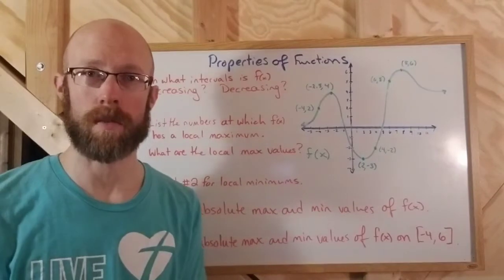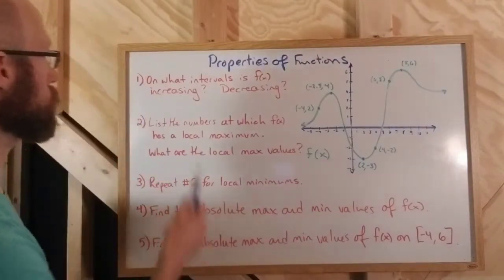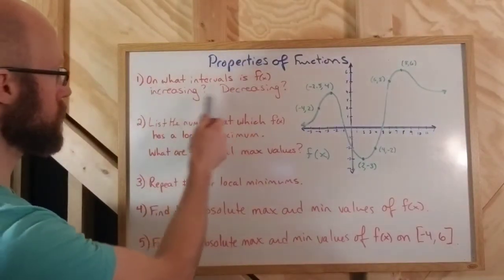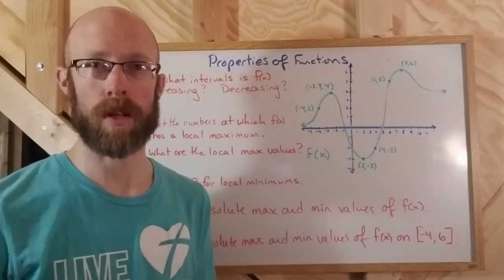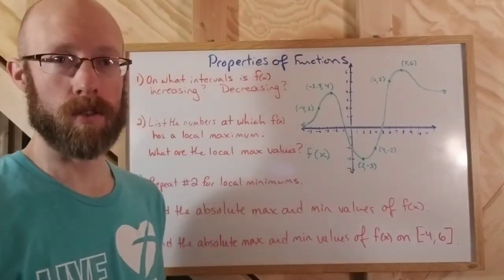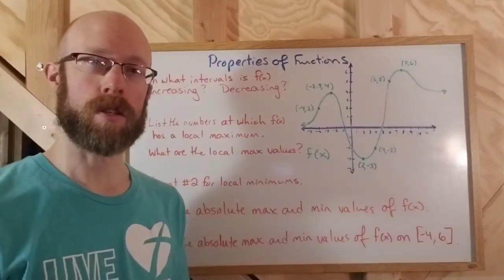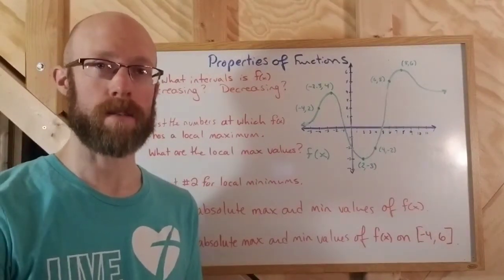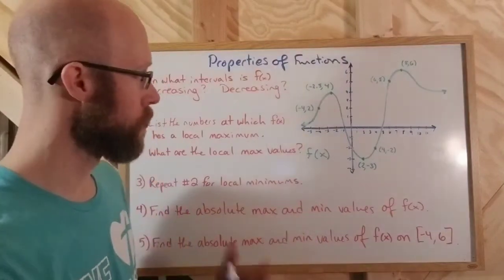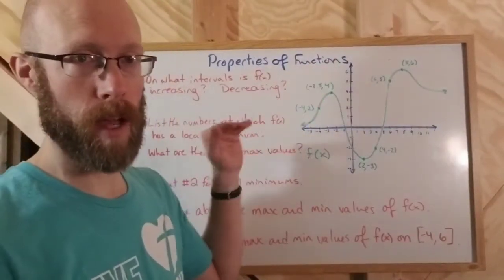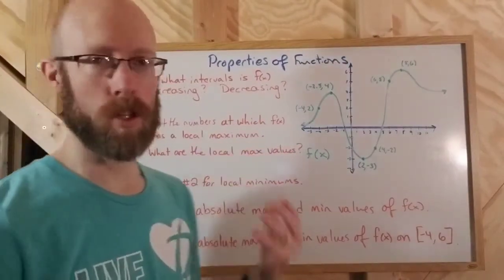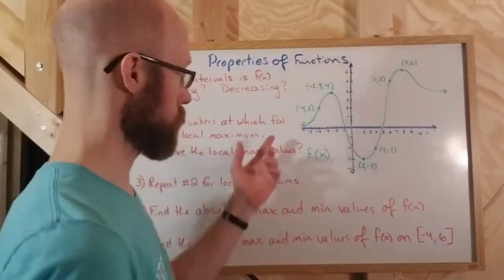So let's take a look at some of these questions I have written up. First one says, on what intervals is f of x increasing and decreasing? Okay, so we're going to separate those two. First of all, let's look at increasing. Well, increasing just means it's going up to the right. Okay, so when you look at a graph, you can visually get an idea. If it's increasing, it's going to be going up and to the right. And we can see there's really two main regions where that occurs in this graph.